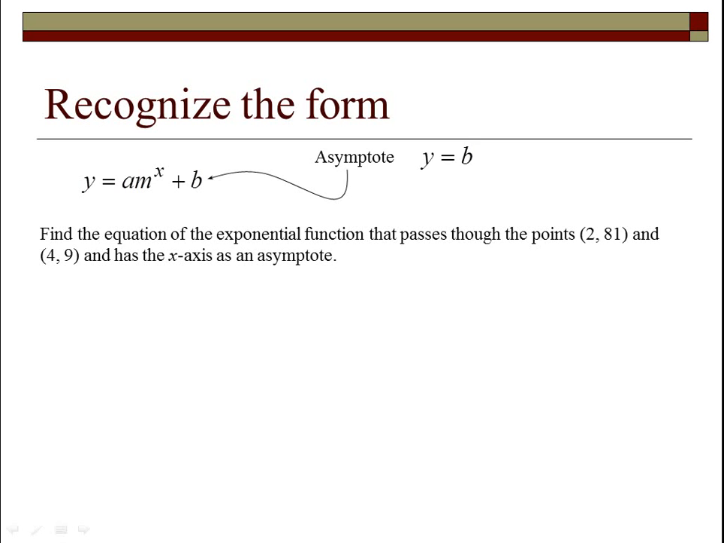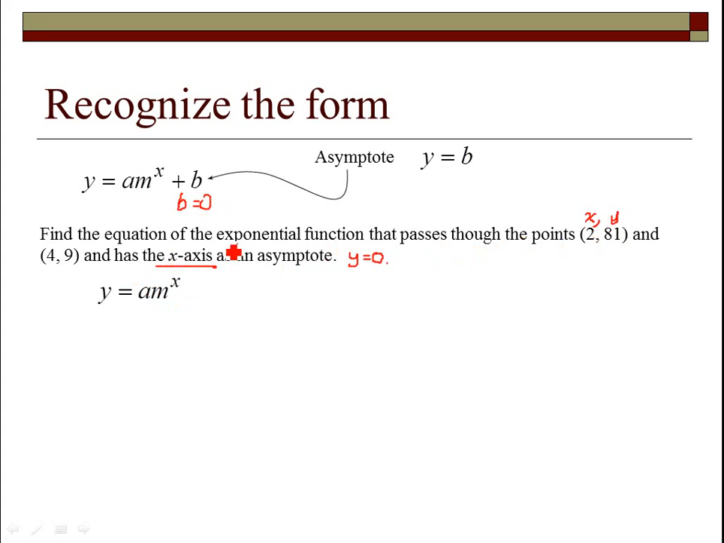So here's an example. We have: find the equation of the exponential function that passes through the points (2, 81) and (4, 9) and has the x-axis as an asymptote. Well, the equation of the x-axis is y equals 0. So they might even state that. So that means b equals 0. So I'm going to do y equals a m to the x. Now, I'm going to plug in my points, and this is x, and this one's y, into the equations.